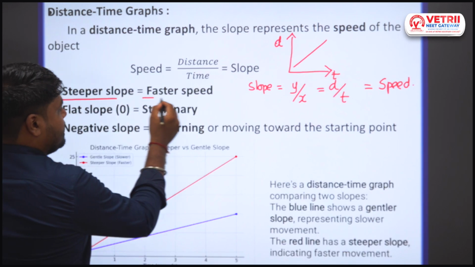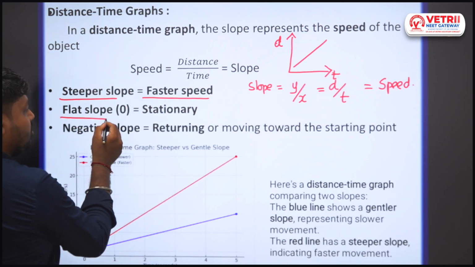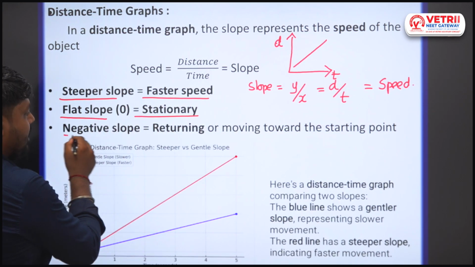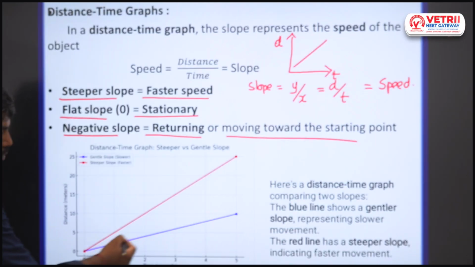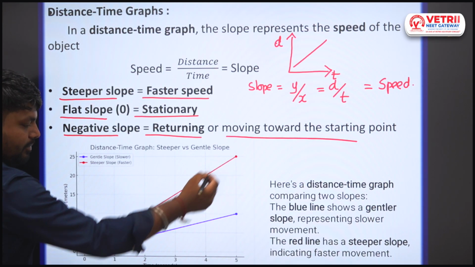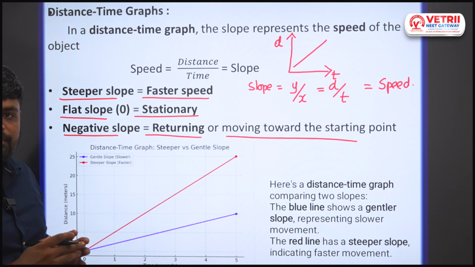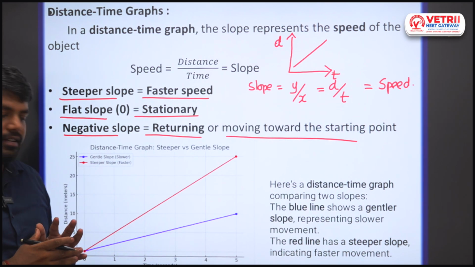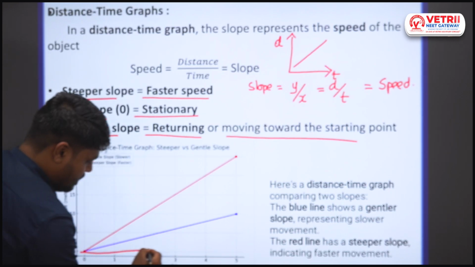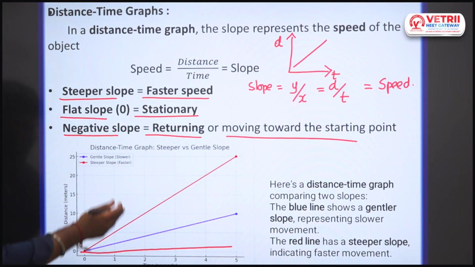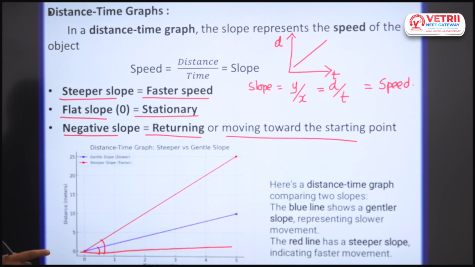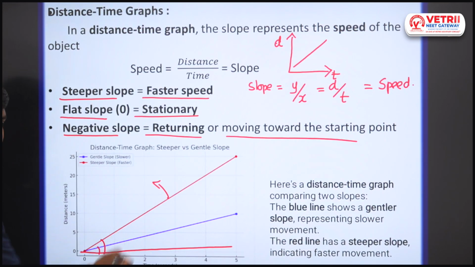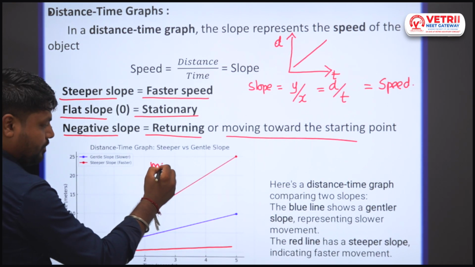Steeper slope, faster speed. Flat slope, stationary, 0. Negative slope, returning or moving toward the starting point. See here, there is a blue line graph and the red line graph. Which one is more steeper? Which means, this one is more slanted. So, how can we find this? Draw a horizontal line common to both lines. Which one has the smaller angle, and which has the bigger angle? The red line has the bigger angle. So, it is more steeper.